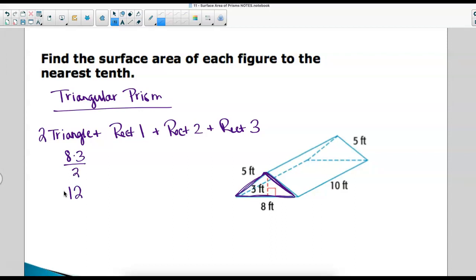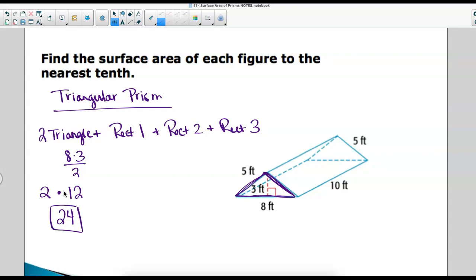How many triangles are there? 2 of them, right? So we have to times that by 2 and we get 24. So that's part of our answer. We've got the triangles done. Now we're going to move on to the rectangle.